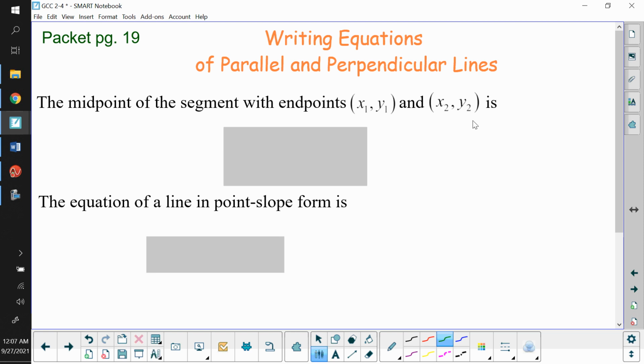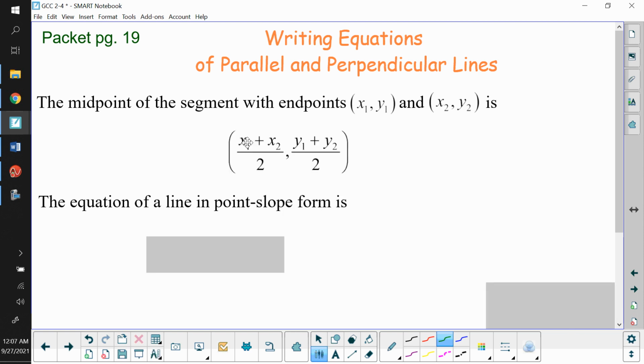So if you have 2 points and you want to find the midpoint, all you do is you average the x's and average the y's. So when you average something, you add them and divide by how many there are. So you add the x's, divide by 2, add the y's, and divide by 2.